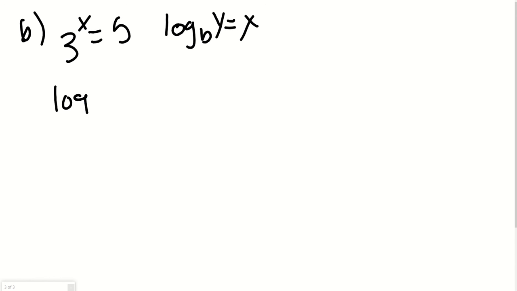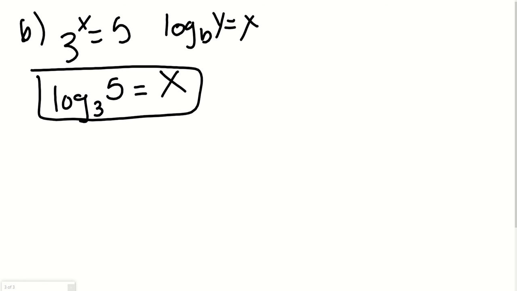So now I got log 3, and then you have your exponent, and then you have the solution. My solution here is 5, so I'm going to put 5 where that y is. Log base 3 of 5 equals x, the exponent. And that would be your solution.